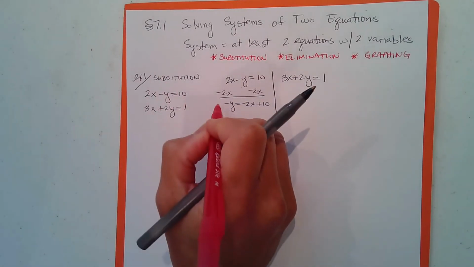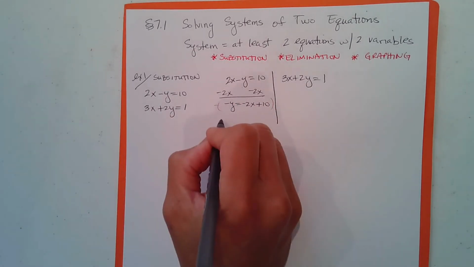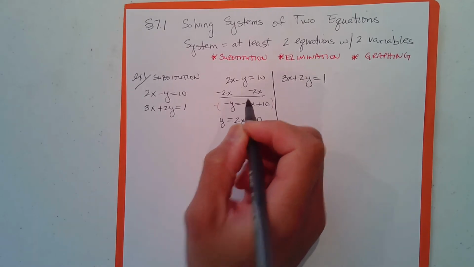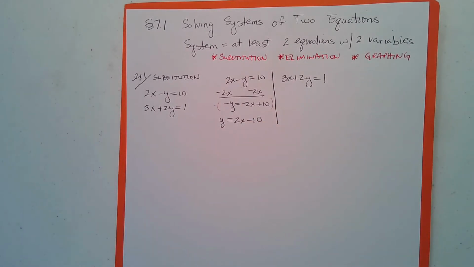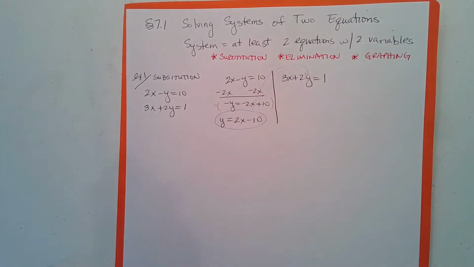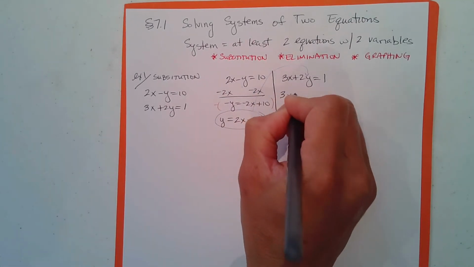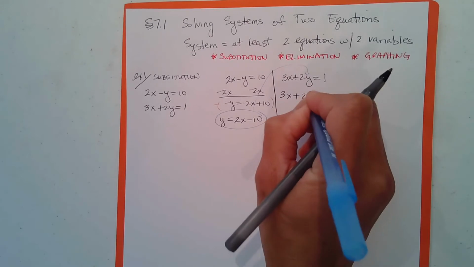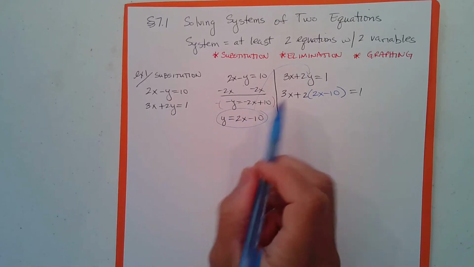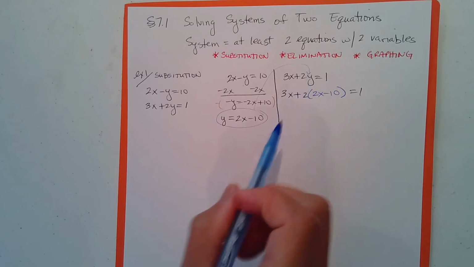Multiply everything by a negative. That way we will have y by itself. So after we do that, I'm going to substitute this information right there. This is now going to be 3x plus 2 times 2x minus 10 equals 1. So what I did was I substituted this information for y in this equation.